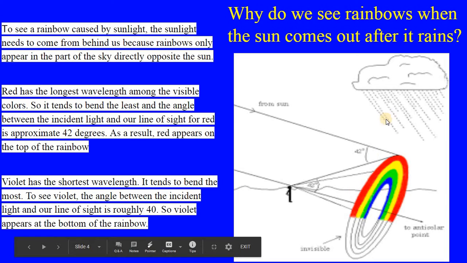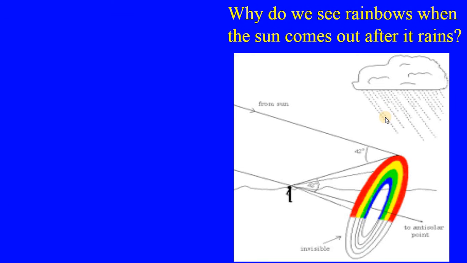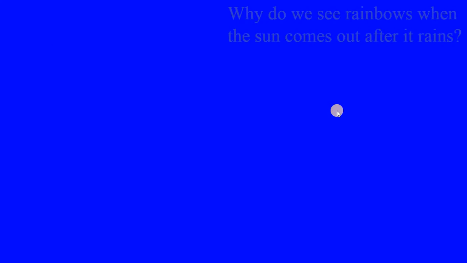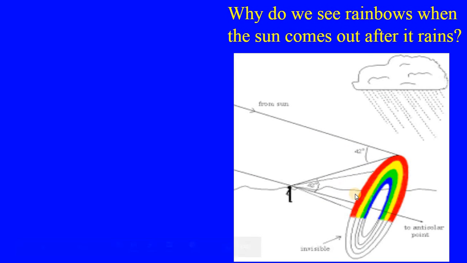So again, to review, we're seeing the water droplets act like the prism before, what we saw here. See how the prism separates the light. This is what the water droplets are doing. And that's why we get to see that rainbow after it rains and the sun comes out. And the sun will always be behind us. The next time you see a rainbow, look at the position of the sun. It'll be behind you, and maybe the cloud where it rained, and you see them very beautifully.